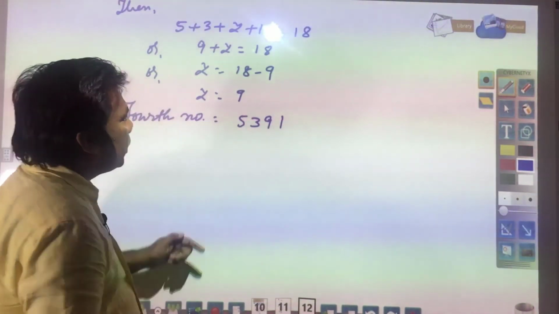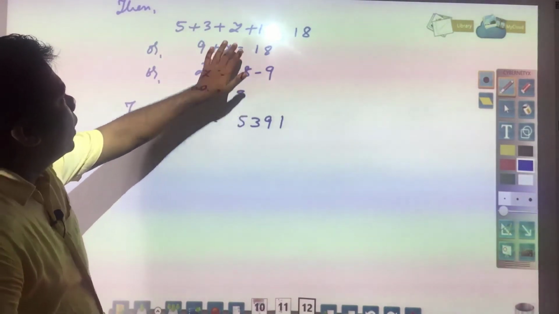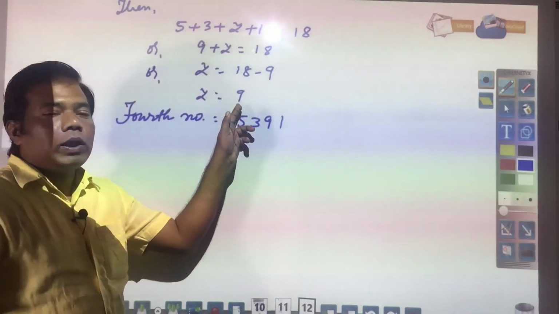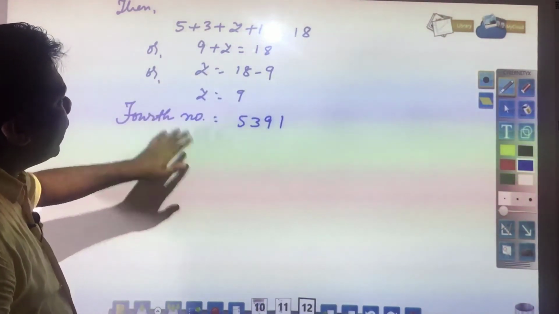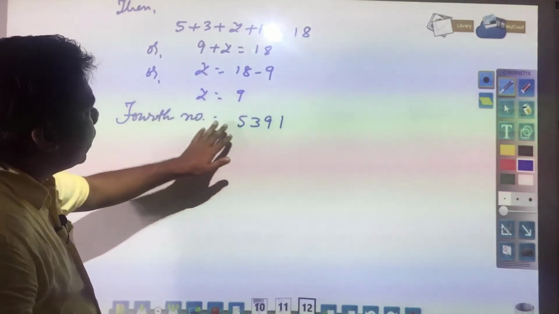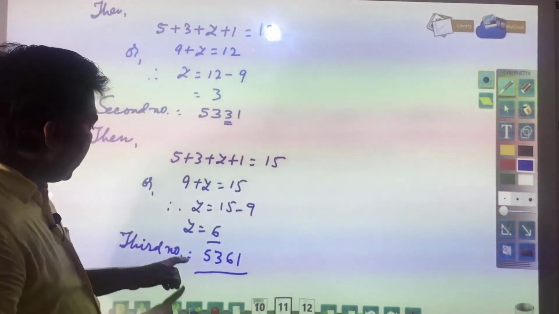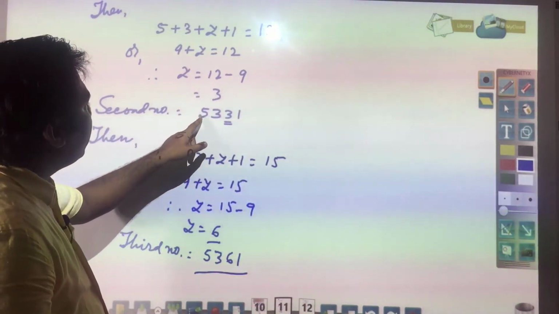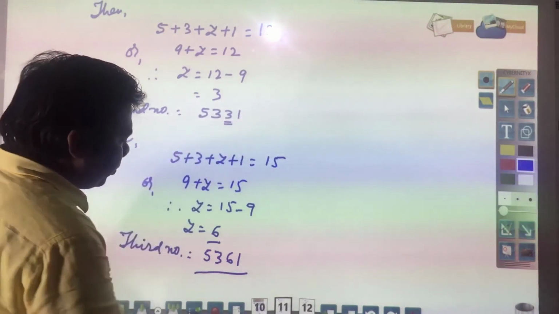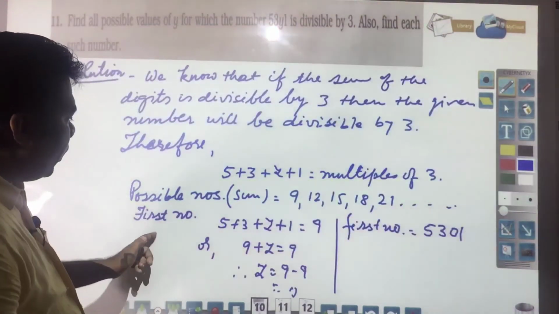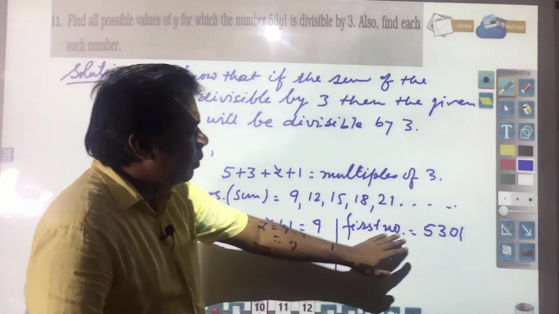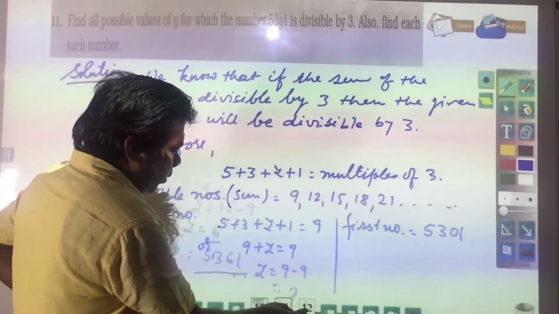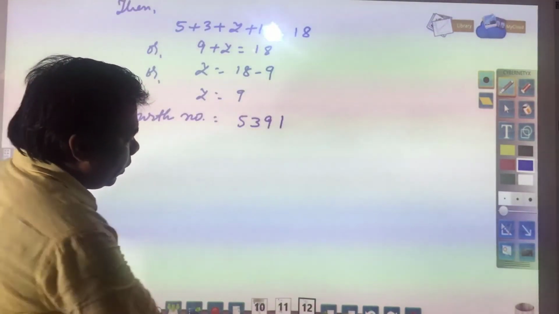So, finally, what have you got? You have got 4 numbers, because more than this we cannot get, otherwise it will become a 2 digit number. So, as a 1 digit number, y can reach 9 at maximum. When y is equal to 9, your fourth number is 5391. When y is equal to 6, we had 5361. When y was 3, we had 5331. And when y is equal to 0, we had 5301. So, 4 answers we have got, and it should be written in proper way. I hope you understood and you will be able to solve.